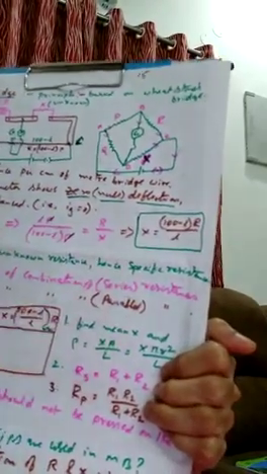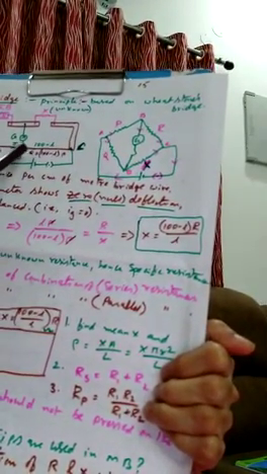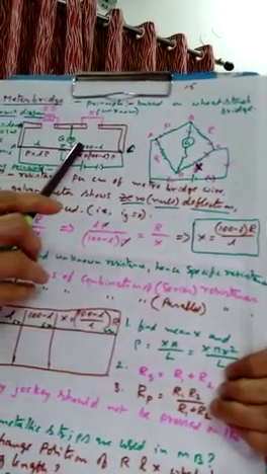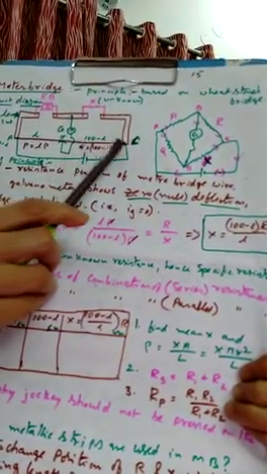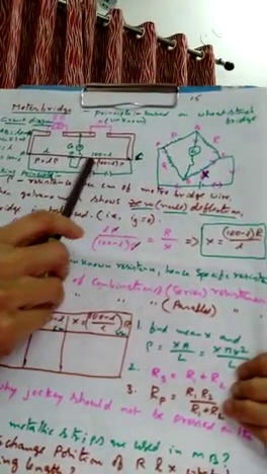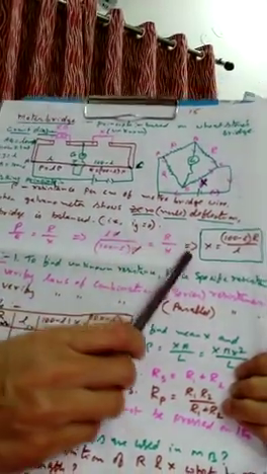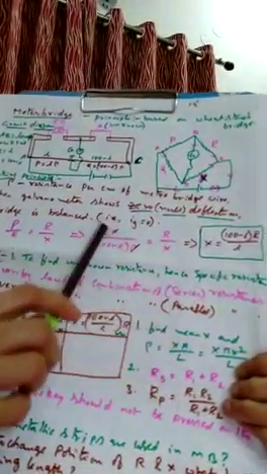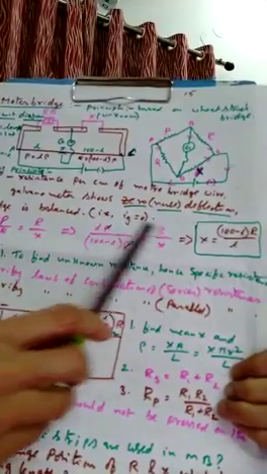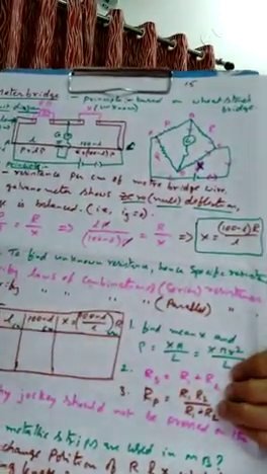What is L? The balancing length. It is the length at which the point J is, where the galvanometer shows null deflection. So this length A to J we call L. The remaining length is 100 minus L. Okay, so we got the formula. This is called the working principle of the meter bridge. So X is equal to 100 minus L upon L into R.